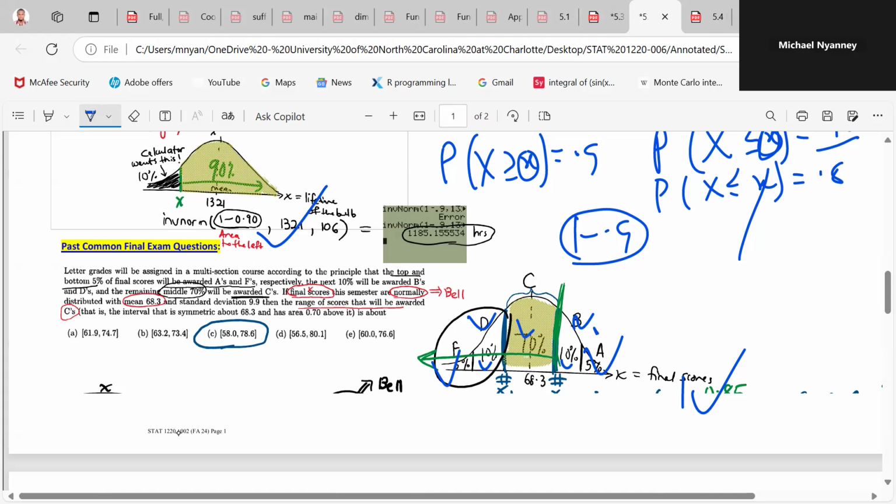Final scores this semester are normally distributed with a mean of 68 and a standard deviation of 9.9. Then the range of scores that will be awarded C's. So we are going to find this range, from this point to this point. So this should be our S1 and this should be our S2. This is the middle part we're going to find.